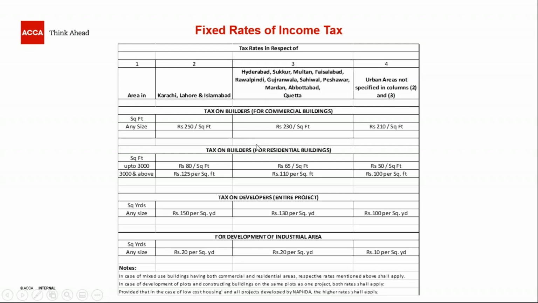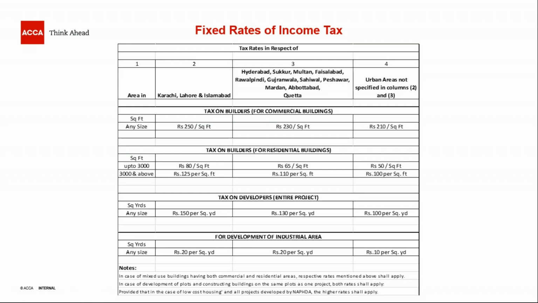So the tax rates in respect of these areas have been divided into 4 segments. The first segment is the tax on builders for commercial buildings, and the tax on builders for commercial buildings is irrespective of the size.